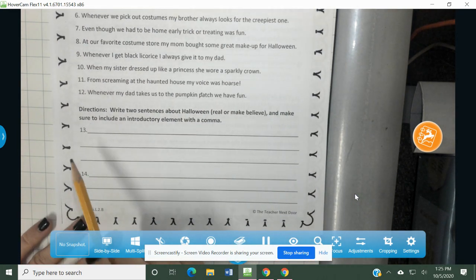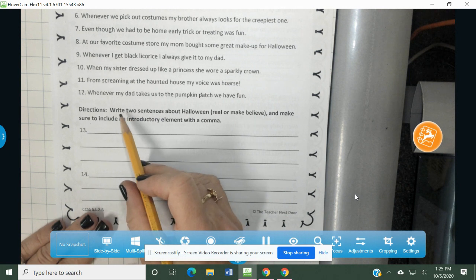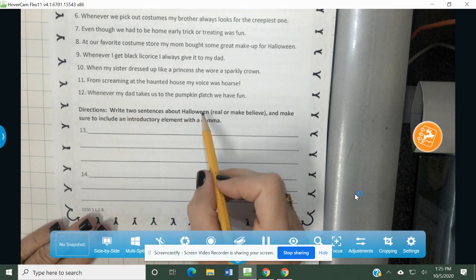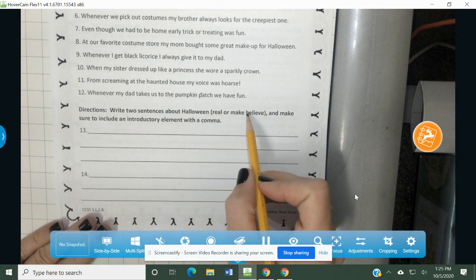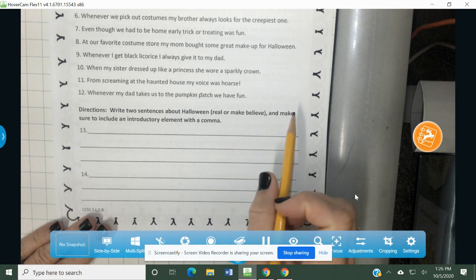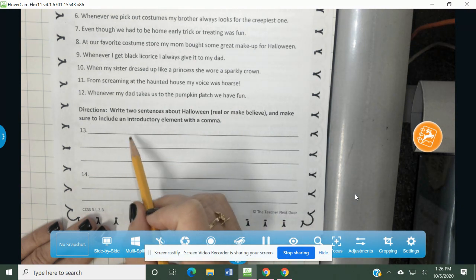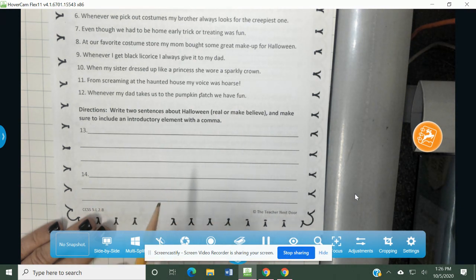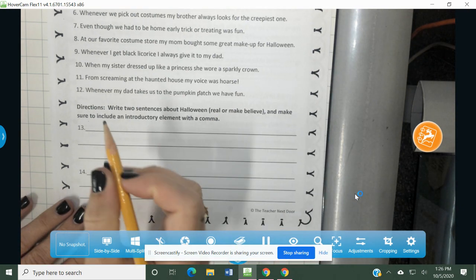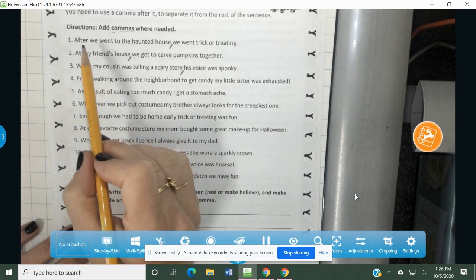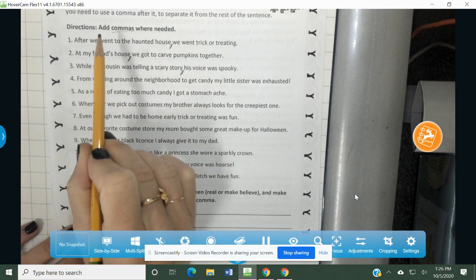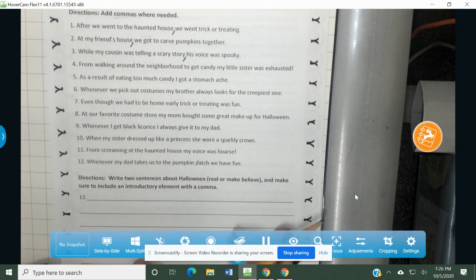Okay, let's see what it wants us to do at the bottom. It says write 2 sentences about Halloween. You could do it real or make-believe, so real or fake. But we're going to have to do an introductory element with a comma. I'll do 2 examples, and then I want you to come up with 2 of your own. So again, an introductory phrase. If you want to use any of the ones from the examples, you're more than welcome to.